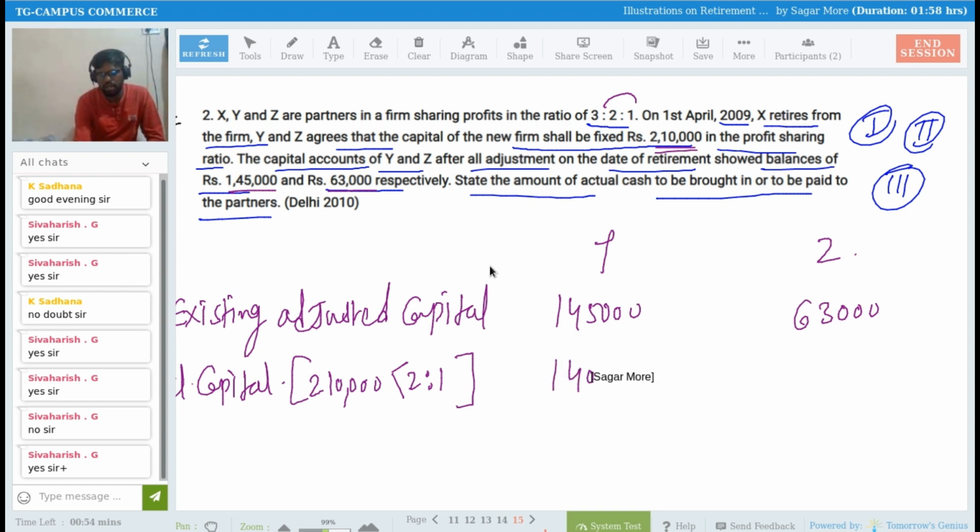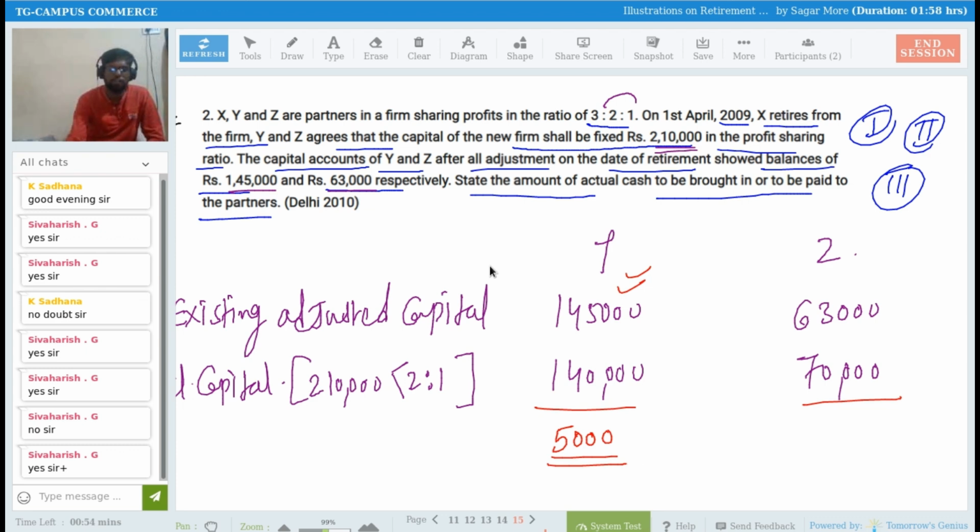1,40,000 and 70,000 rupees. So it means, sir, Y's final capital has to be 1,40,000. At present, how much is it? 145? Yes, sir. Right. So we have to repay 5,000 to Y.